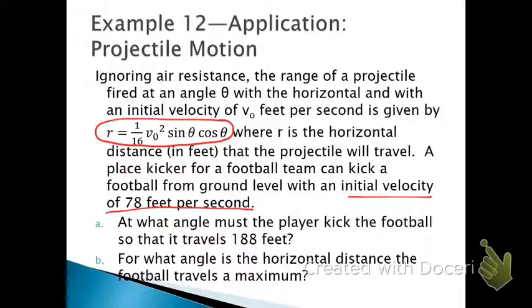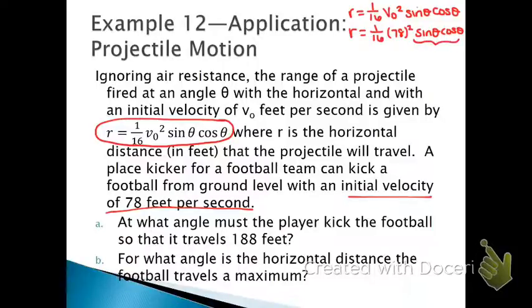So I'm going to go up to the top here and we'll work on my equation just a little bit. So they told me that R was equal to 1 over 16 v sub 0 squared sine of theta times cosine of theta. Well, we know that v sub 0 is 78. Now, I'm not actually going to work that piece out yet because it comes out to be an ugly decimal, so it's just shorter for me to write it this way. Now, I'm going to focus on this.